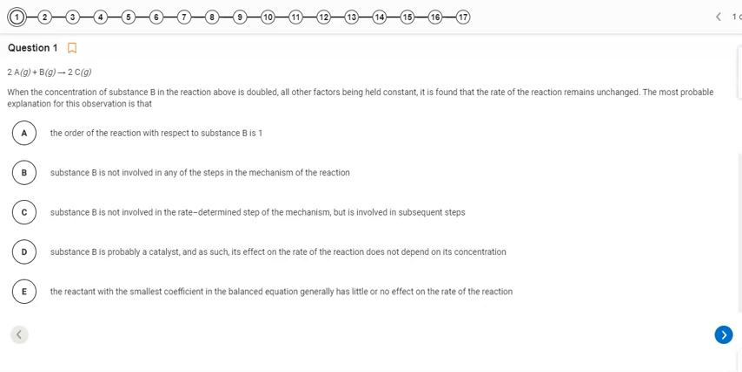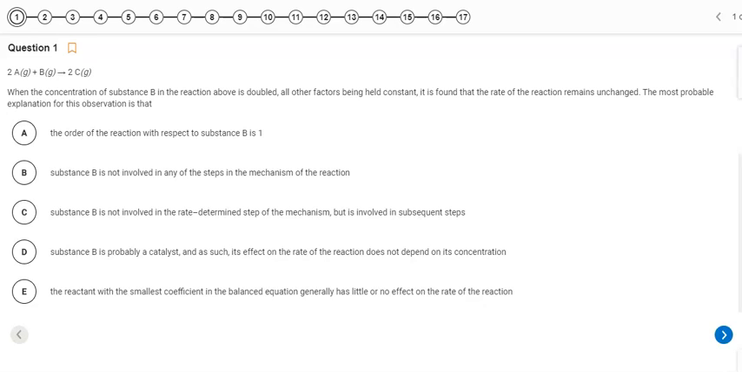Question 1. It gives you a reaction there. 2A plus B gives you 2C. When the concentration of substance B of the reaction is doubled, all other factors being held constant, it is found that the rate of the reaction remains unchanged. The most probable explanation for this observation is that, well, in kinetics, generally, if you increase the concentration of a reactant, you're going to increase the speed of the reaction. So if by increasing B, it's not increasing the speed of the reaction, let's see, the order of the reaction with respect to substance B is 1.